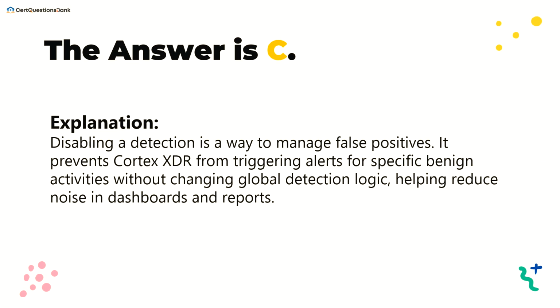The answer is C. Disabling a detection is a way to manage false positives. It prevents Cortex XDR from triggering alerts for specific benign activities without changing global detection logic, helping reduce noise in dashboards and reports.